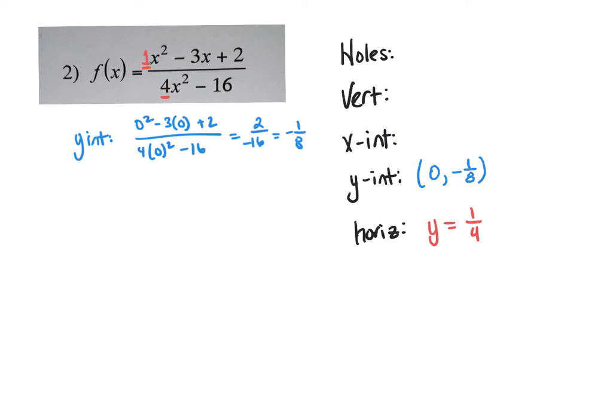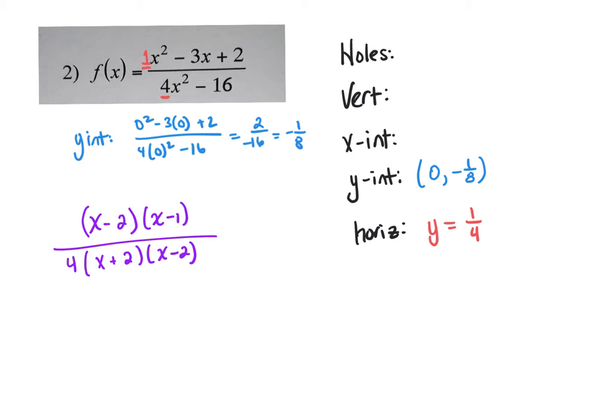At this point, I'm going to factor. This is where I start factoring. So I'm going to factor the top. The top is going to be factors of 2 that add up to 3. That's negative 2 and negative 1. On the bottom, I'm going to take a 4 out first, and I have x squared minus 4, which is x plus 2, x minus 2.